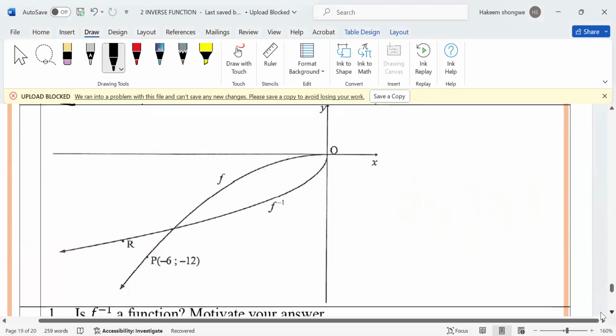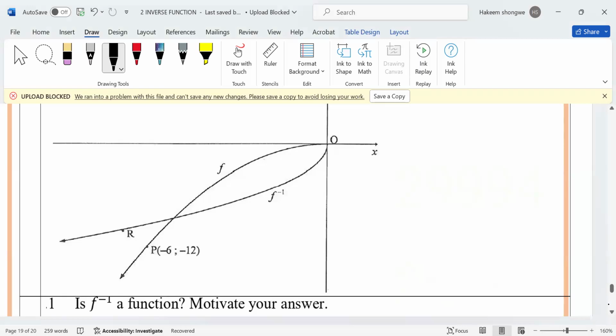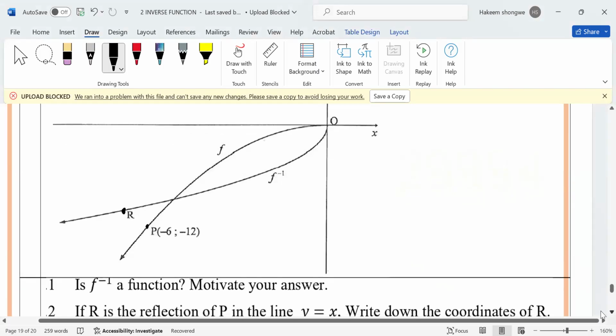And then the first question says, we have a point, so we should be careful that we do have a point on f, also a point on f inverse. Point R is on f inverse, and then point P is on f. So I'm going to be using this one on the equation of f, and this one on the equation of f inverse.